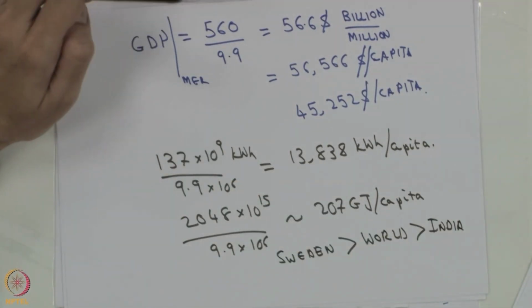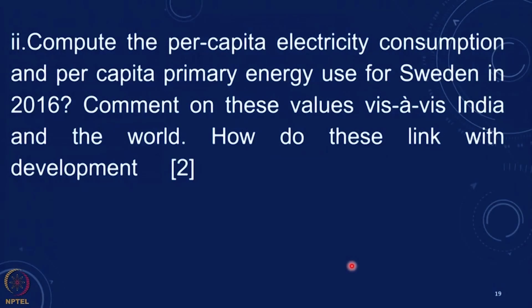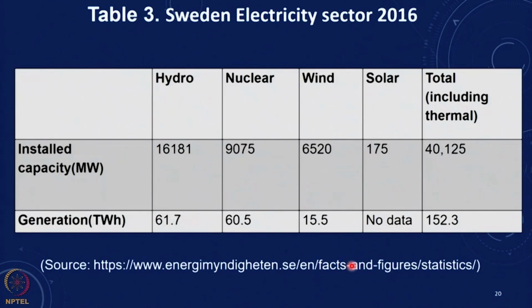So the question is, comment on these values, how do these link with development? Typically, with a higher level of income, you would have a higher requirement of electricity use, and you can see very clearly that in the Indian context, the energy use and the electricity use is significantly lower than that for Sweden.